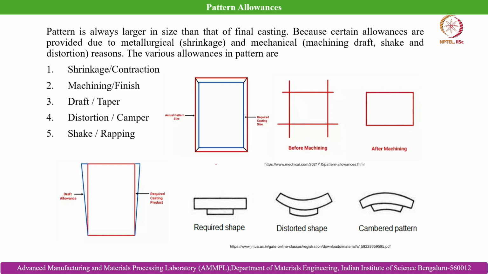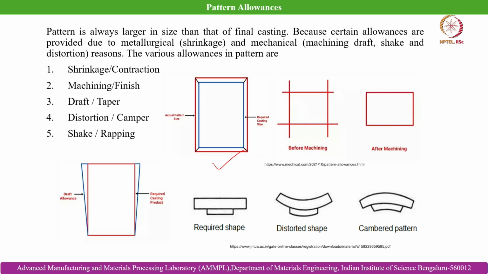This is the first case, which talks about shrinkage or contraction allowance. You can see the blue line inside shows the required casting size, and the red line outside shows the actual pattern size. This is the shrinkage allowance. It varies from material to material. For example, in the case of light alloys we generally provide 5 to 7% shrinkage allowance. That means the pattern needs to be bigger by that percentage compared to the end geometry in the cast part, so that after undergoing shrinkage the cast object has the required dimensional attributes that we are looking for.